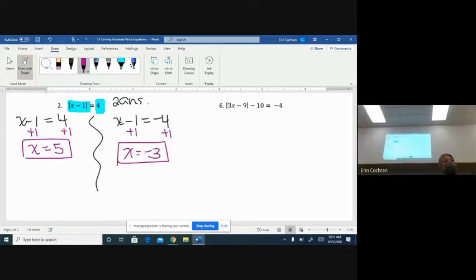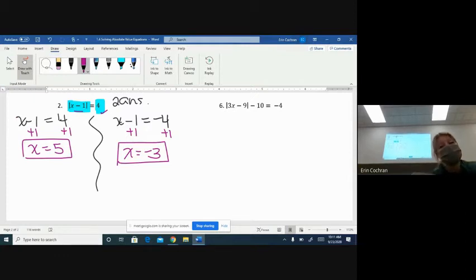Okay. Now, if we graph, we would put a point at 5, and we put a point at -3. Now, we can always check. What's 5 minus 1? 4, absolute value of 4? 4, good. -3 minus 1? -4, and absolute value of -4? 4, good.